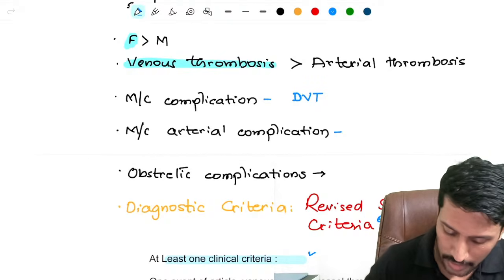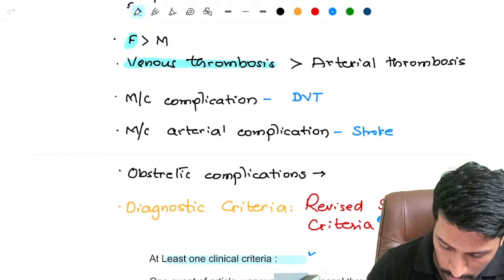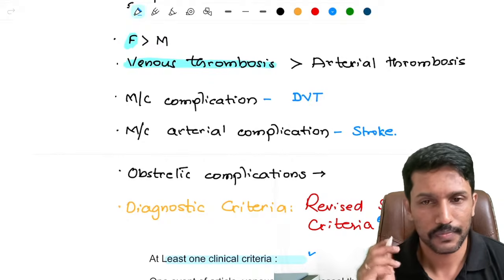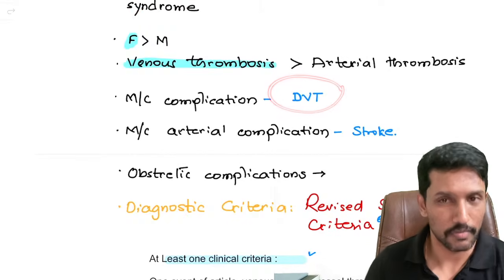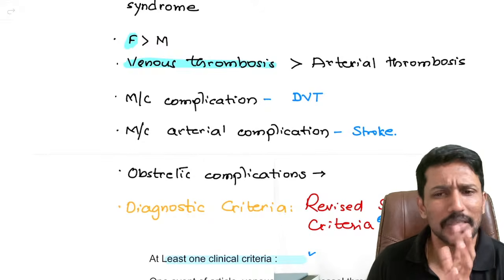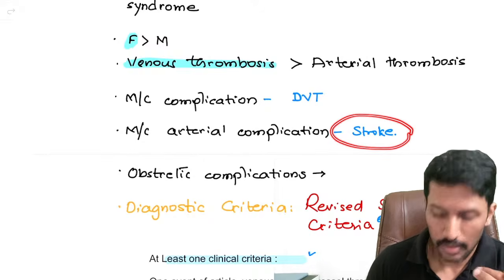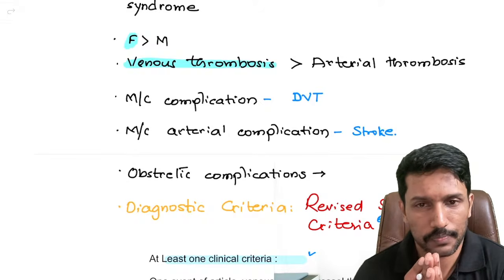The most common arterial complication is going to be development of stroke. So these APS patients, though most commonly they present with DVTs or sometimes negative obstetric outcome, some of them can also develop middle cerebral artery or anterior cerebral artery strokes.